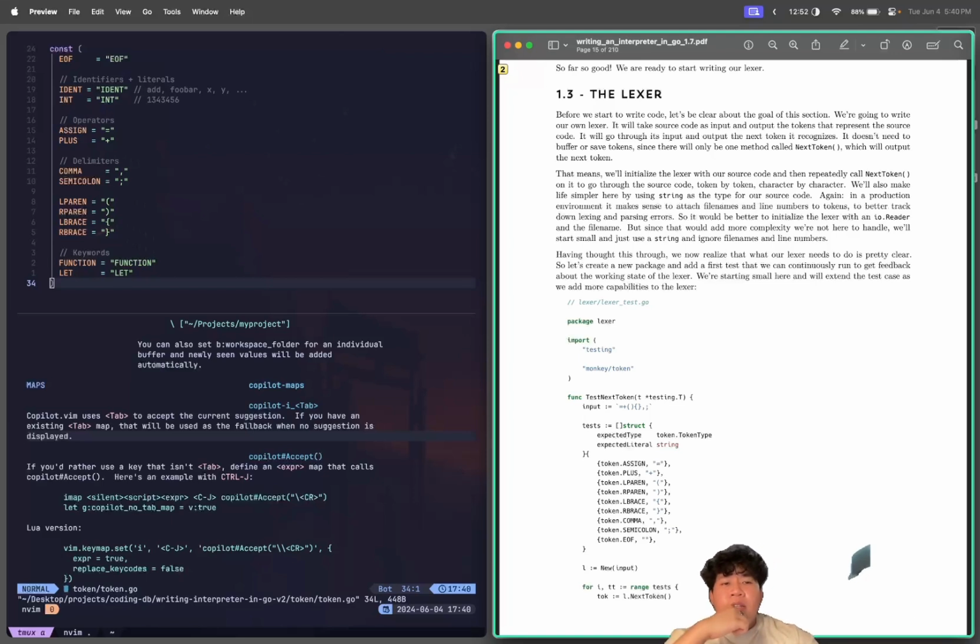Before we start to write the code, let's be clear about the goal of this section. We're going to write our own lexer. It will take source code as input and output the tokens that represent the source code. It will go through its input and output the next token it recognizes. It doesn't need to buffer or save tokens, since there will only be one method called NextToken, which will output the next token. That means we'll initialize the lexer with source code and then repeatedly call NextToken on it to go through the source code token by token, character by character. We'll also make life simpler by using string as the type for our source code.